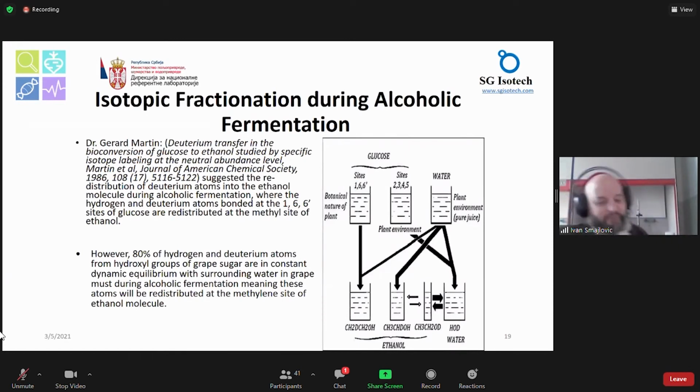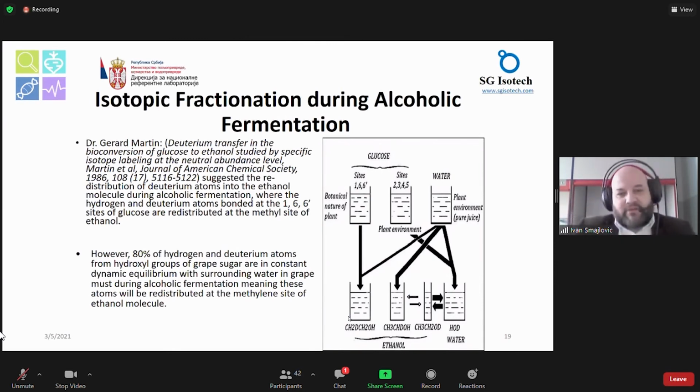So one of the biggest minds and scientists in this area was Professor Gérard Martin from the University of Nantes. And he was trying to solve the problem of detection of chaptalization in wine. And actually he suggested the principle of how deuterium is redistributed during the glycolysis process, and where deuterium ends when sugar is converted via alcoholic fermentation to ethanol.